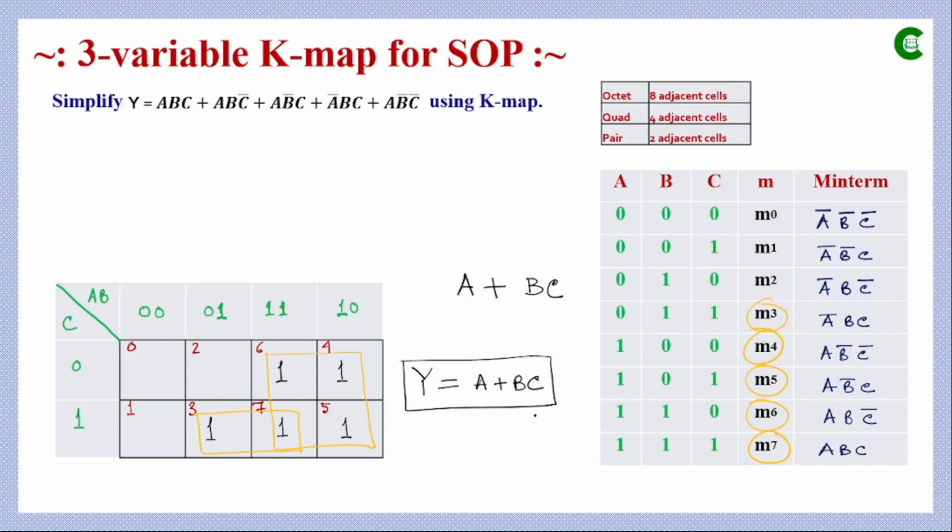One thing we have noticed here is that if it is a group of more adjacent cells, then after simplification we will have fewer variables.